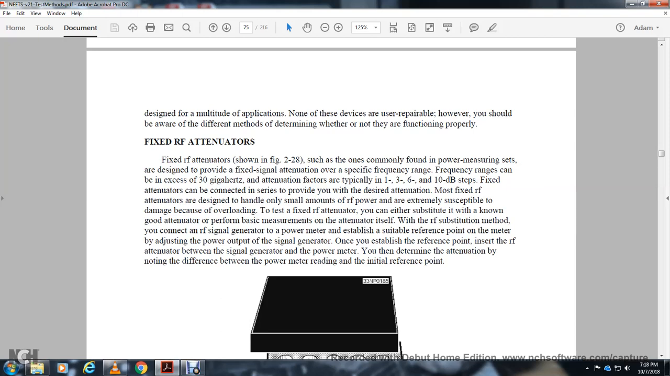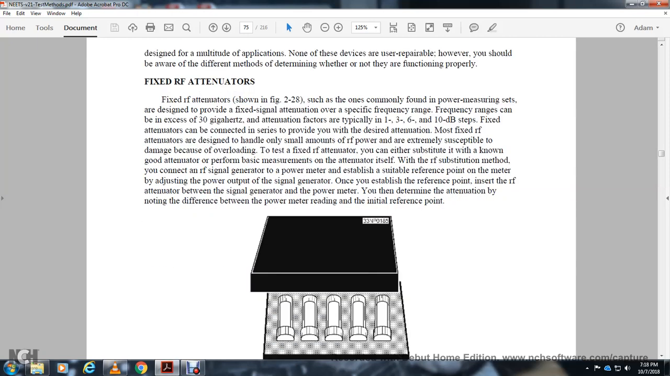They are extremely susceptible to damage from overloading. To test a radio frequency attenuator, you should either substitute a known good attenuator or perform basic measurements on the attenuator itself using the radio frequency substitution method. Connect the radio frequency signal generator to the power meter and establish a suitable reference point with the meter by adjusting the power output of the signal generator. Then insert the radio frequency attenuator between the signal generator and the power meter. You determine the attenuation by noting the difference between the power meter reading and the initial reference point.